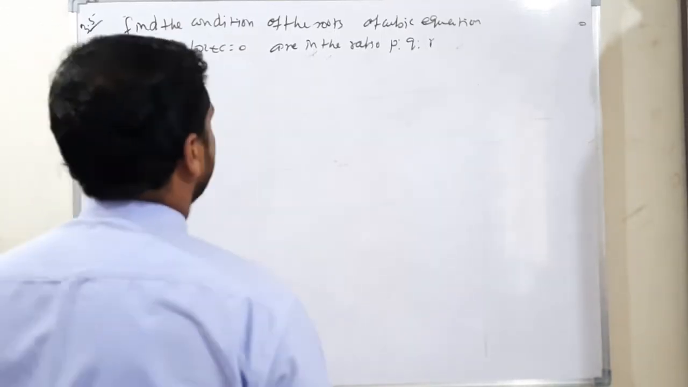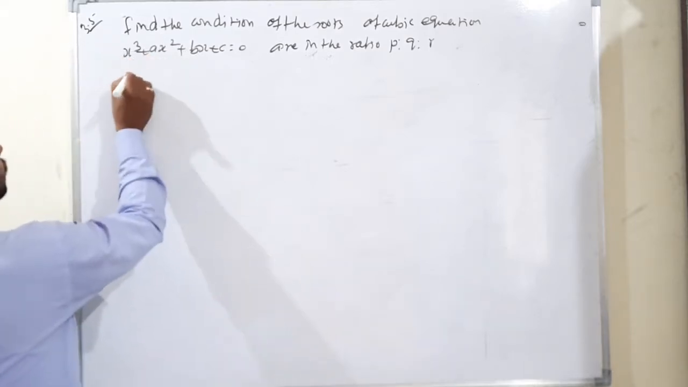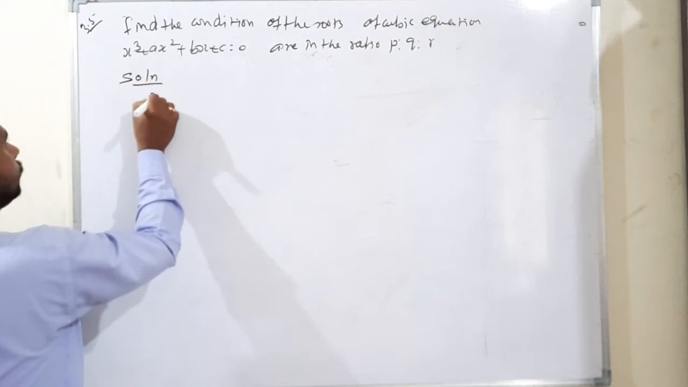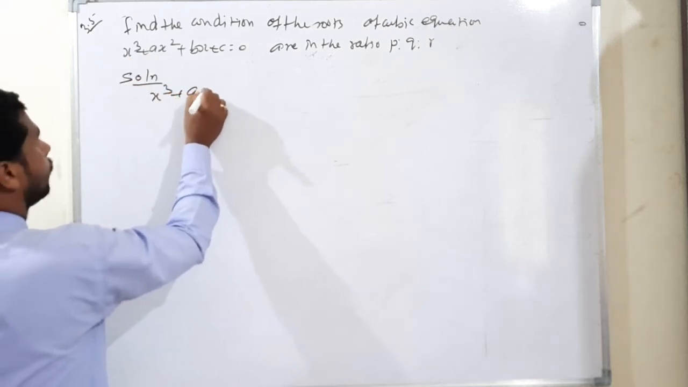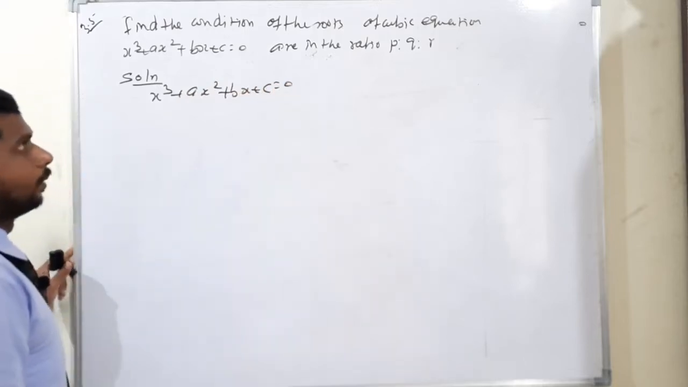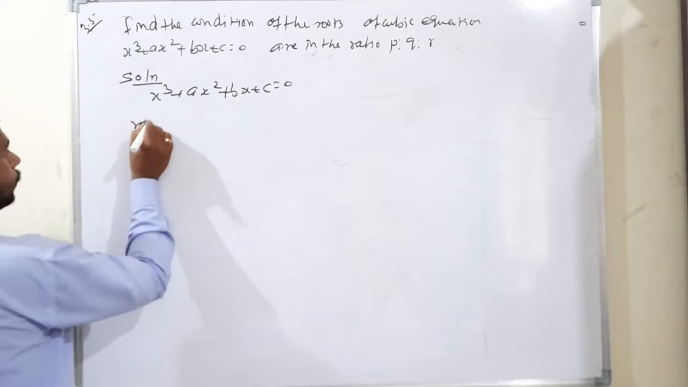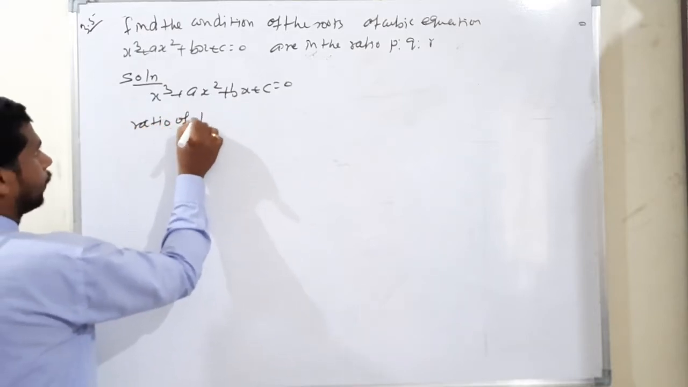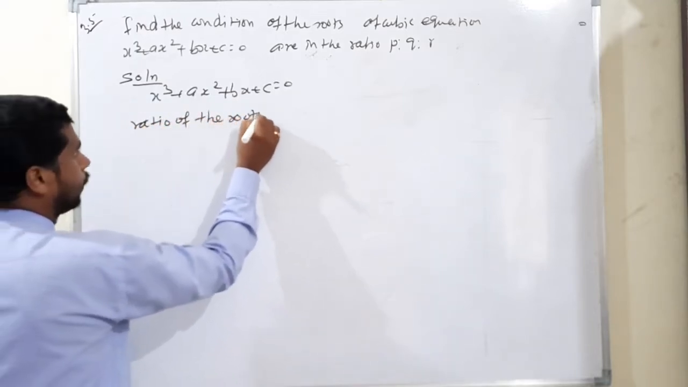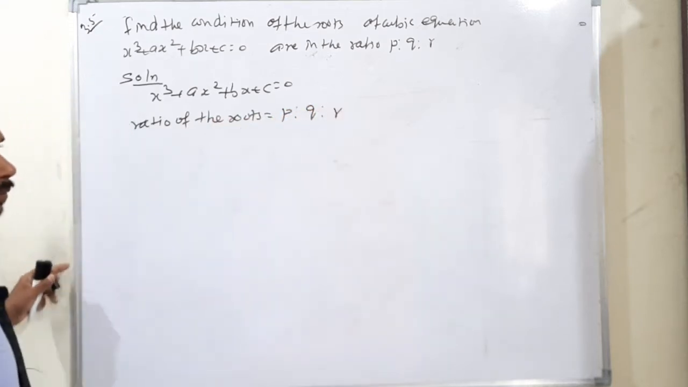Question: find the condition for the roots of the cubic equation x cube plus a x square plus b x plus c is equal to 0, where the roots are in the ratio p is to q is to r.